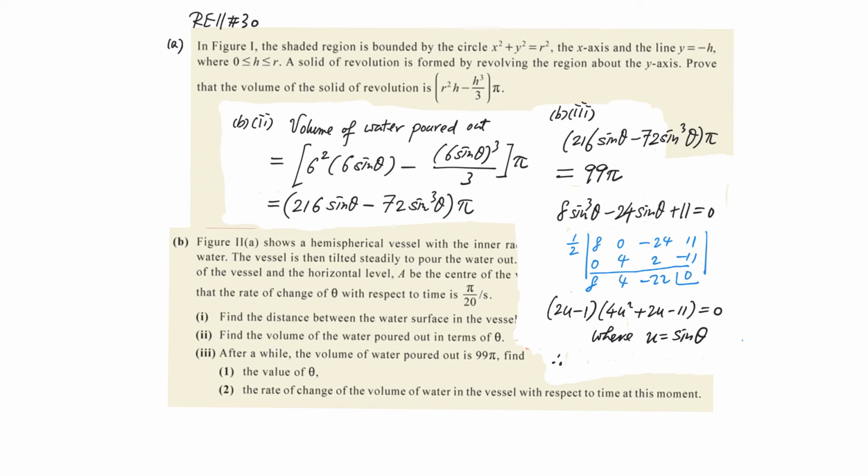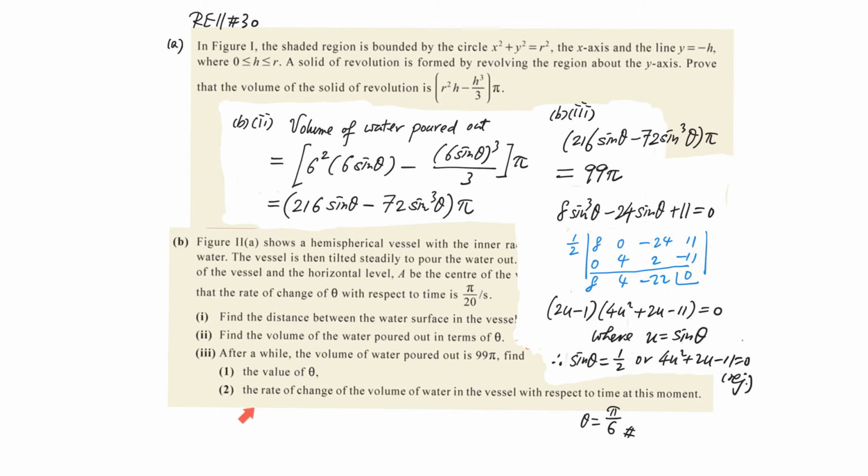So u, that means sine theta, equals 1 over 2, or u equals that root satisfying the other equation, and it should be rejected because the root should be greater than 1 or less than negative 1. So you get the answer, theta equals pi over 6.